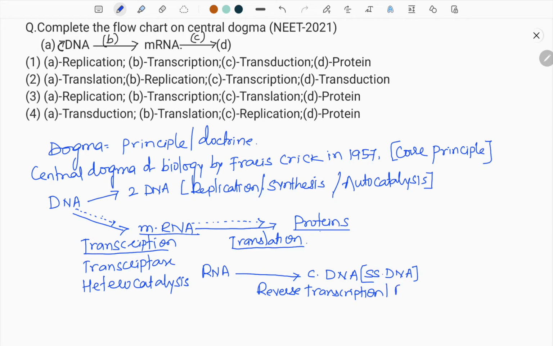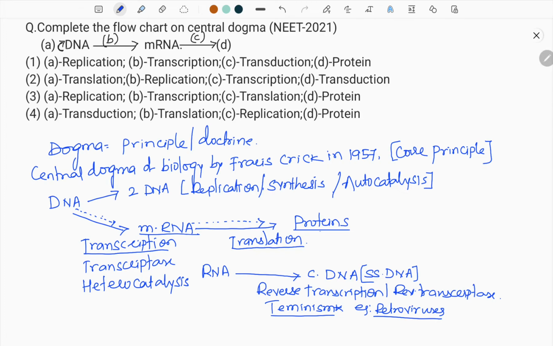And the enzyme for this is reverse transcriptase. The enzyme that catalyzes this is reverse transcriptase, and it was discovered by Temin. So we call it Teminism. Teminism, do remember, it's also asked many number of times. This takes place in retroviruses. So in viruses this phenomenon, formation of complementary DNA from RNA, is very common. This is the central dogma of molecular biology proposed by Sir Francis Crick in 1957 and published in the year 1958.